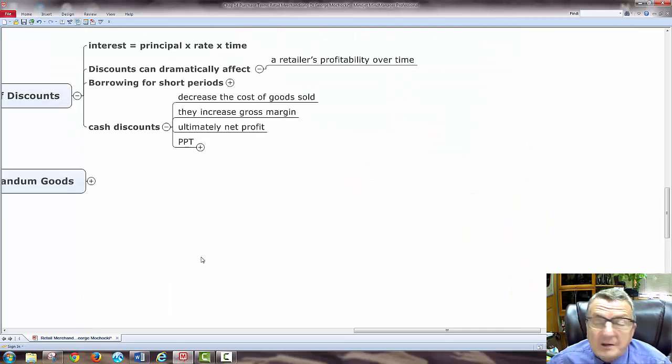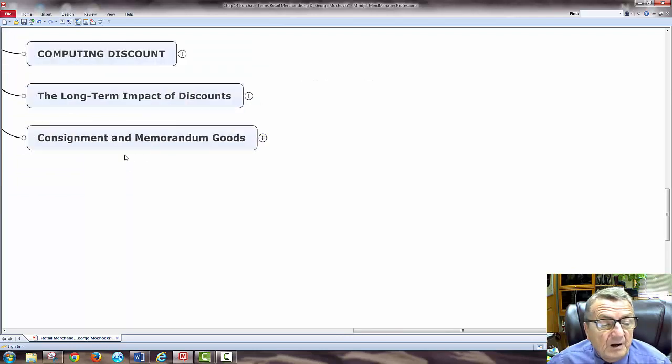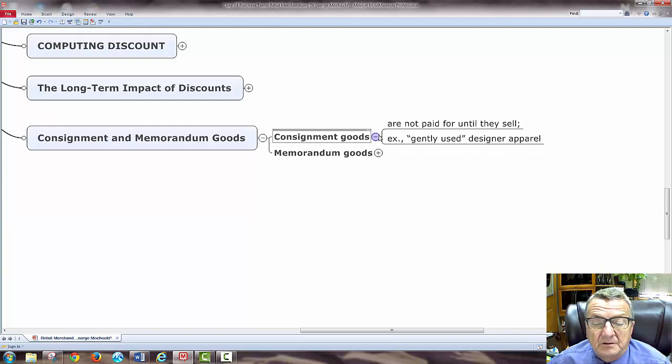Remember, make sure those dates are in there, and have a person who is diligent and watches the date. Consignment and memorandum goods are not paid for until they sell. Gently used designer apparel, okay. Here, title passes from vendor to retail. That's all you need to know.